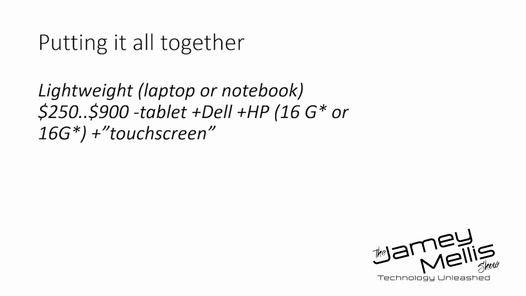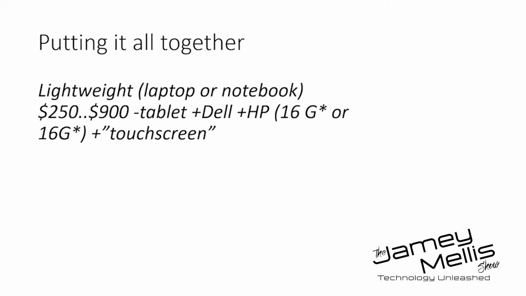Now look at how complicated this is, right? Lightweight, laptop or notebook, $250 to $900, minus tablet. I don't want tablets in the search results. Dell and HP, and it's going to find other ones like Asus and other brands as well. But I definitely want to make sure that I am seeing Dell and HP. I'm not saying that I don't want to see the others, okay? So you're going to see Asus and you're going to see other brands that are going to come up in there. Lenovo and so forth.